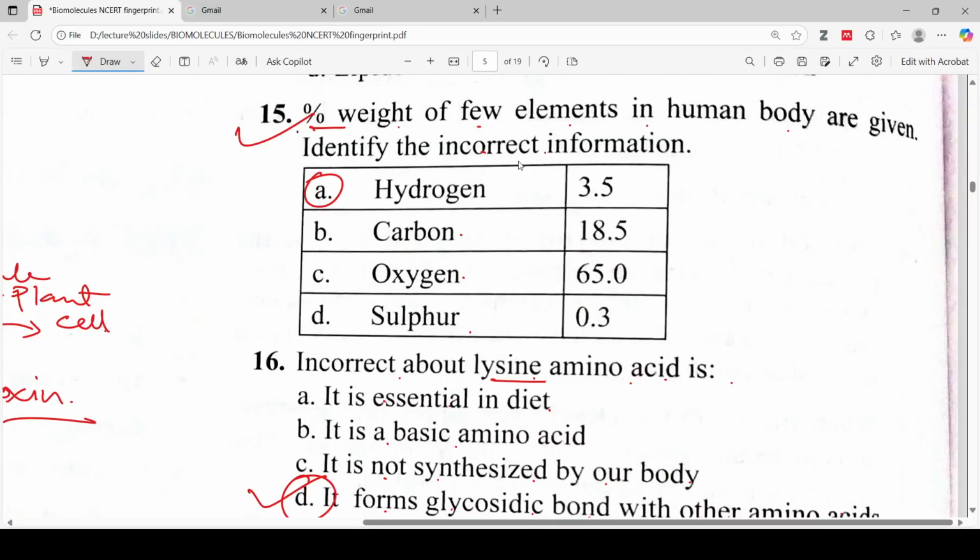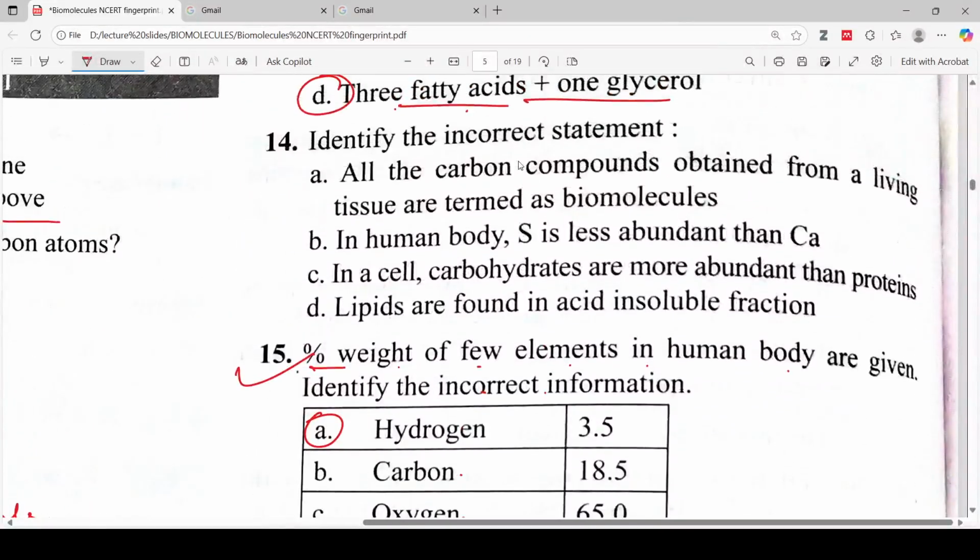Next question. Identify the incorrect statement. Four statements are given, so you have to find out the incorrect one. All the carbon compounds obtained from living tissue are termed as biomolecules. In human bodies, sulfur is less abundant than calcium.